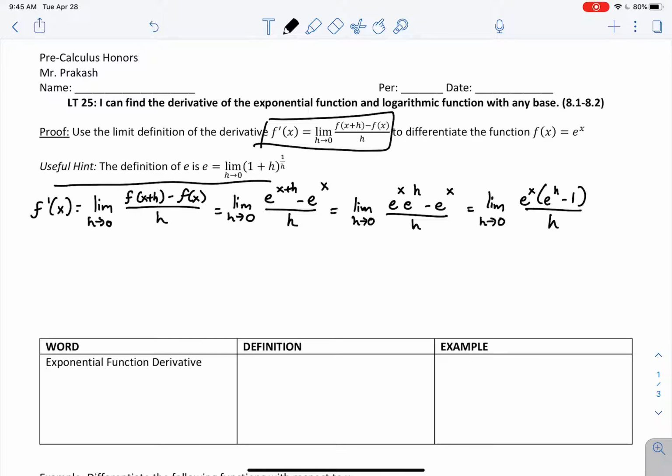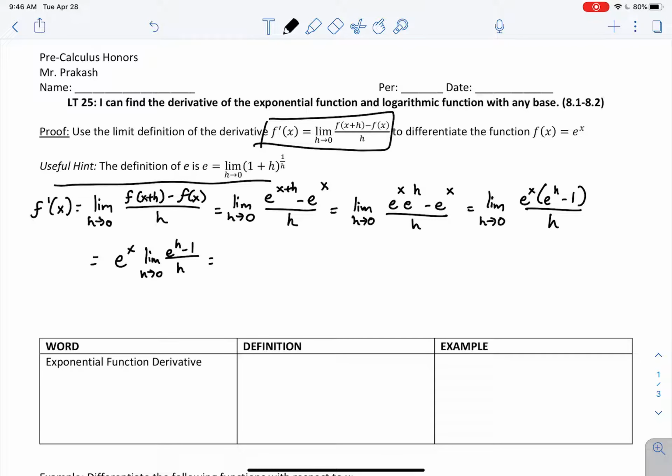So here's where I'm going to do a little trick. I know that the limit only concerns itself with h, right? It's the limit as h approaches 0, which means any term that doesn't have an h in it doesn't have to be inside the limit. It can be outside the limit. So I'm going to move the e to the x term outside the limit, and then go limit as h approaches 0 of e to the h minus 1 over h.